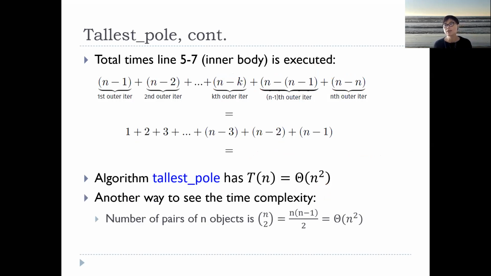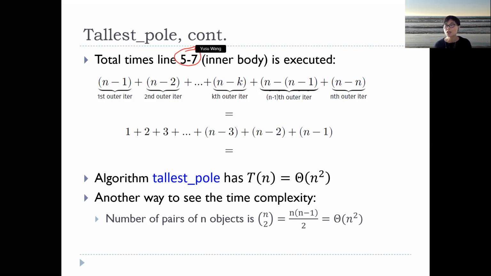And another way to see this, for the simple algorithm, without going through the inner and outer loop analysis, is that we recognize that what the algorithm is essentially doing is choosing all possible pairs, all possible combinations from n sticks, from the n objects, okay? And for each such choice, we only spend constant time to compute its length and so on. That's the body, lines 5 to 7, okay?